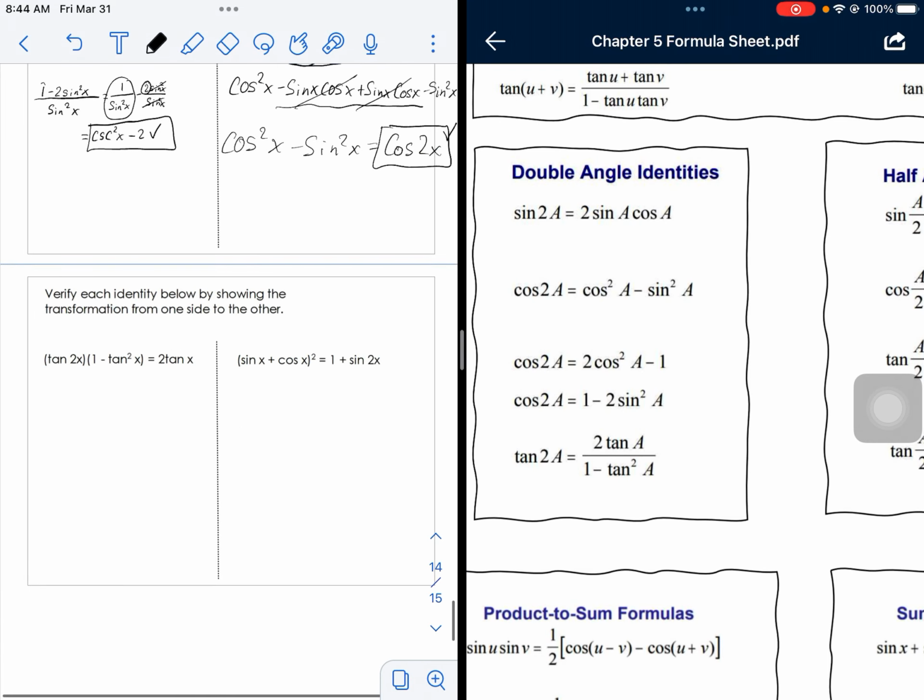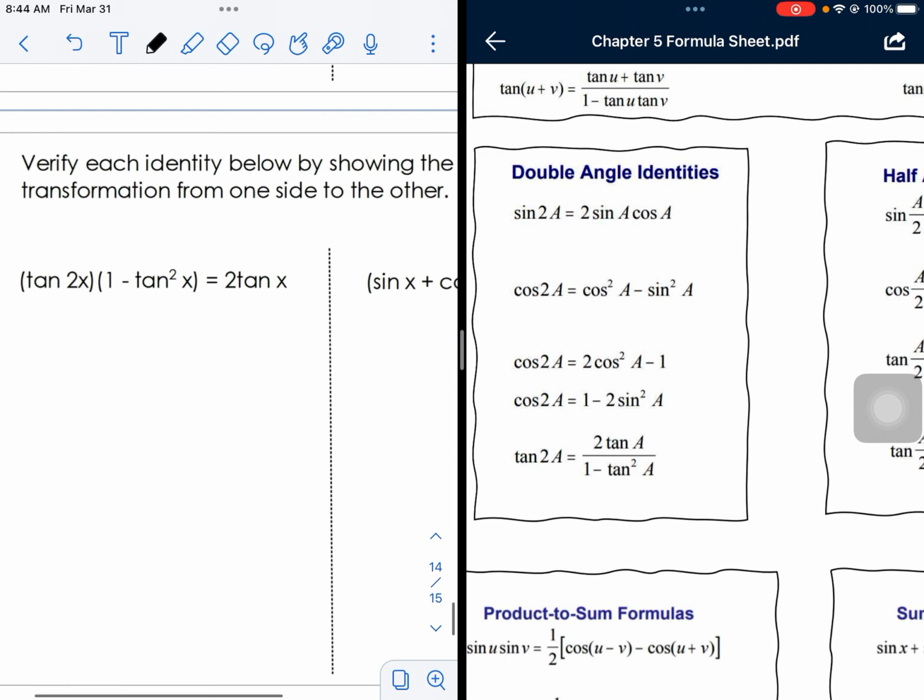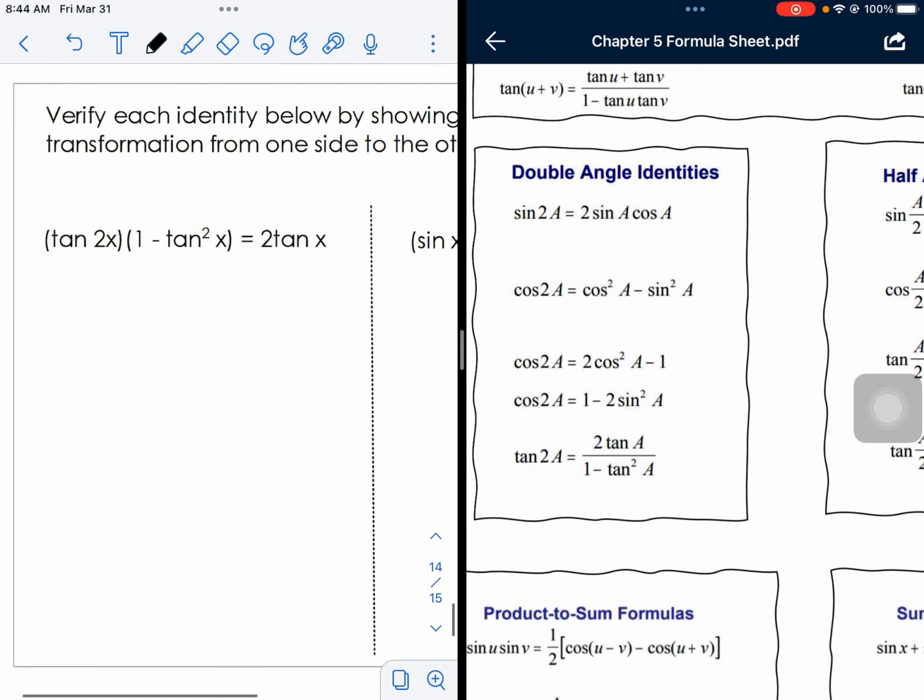Okay, on to the last part here. So kind of another similar situation with this one. Notice we have parentheses, tangent 2x times 1 minus tangent squared of x equals 2 tangent of x. So with this one, whenever you see something like a 2x or an x divided by 2, one of those double angle or half angles, take a look at the formula, and you're going to notice that over here we have 2 tangent of a divided by 1 minus tangent squared of a.